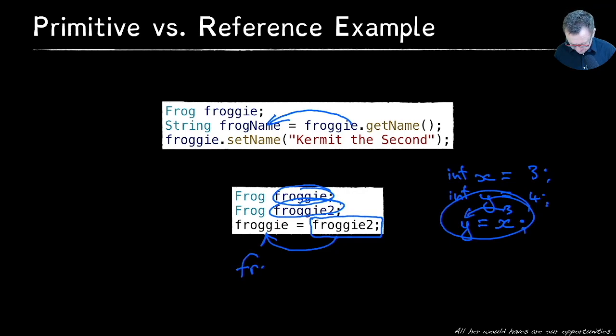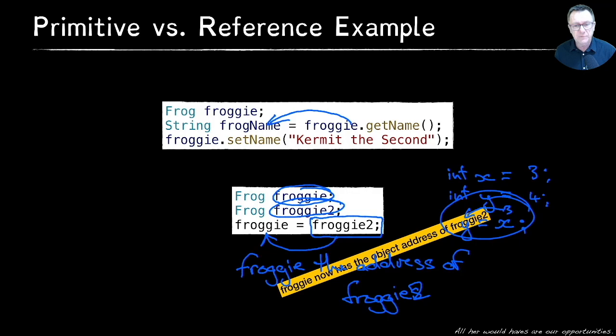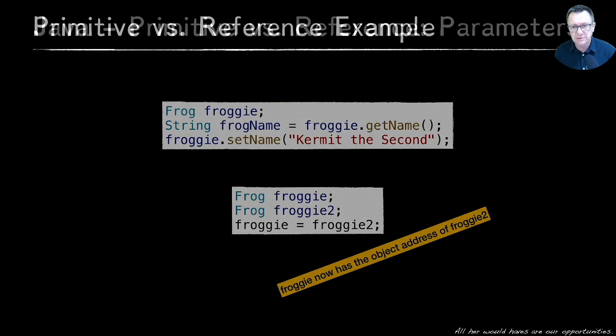What has happened is, we assign froggy2 to froggy. So froggy actually now has the address of froggy2. What that means, well, if you think you've got someone's address, you can go and destroy their house. Hopefully you won't be doing that, but you could. And that's a bit the same on this one. We've got the address of froggy2 in froggy, and we can go and do things now there. Froggy now has the object address of froggy2.